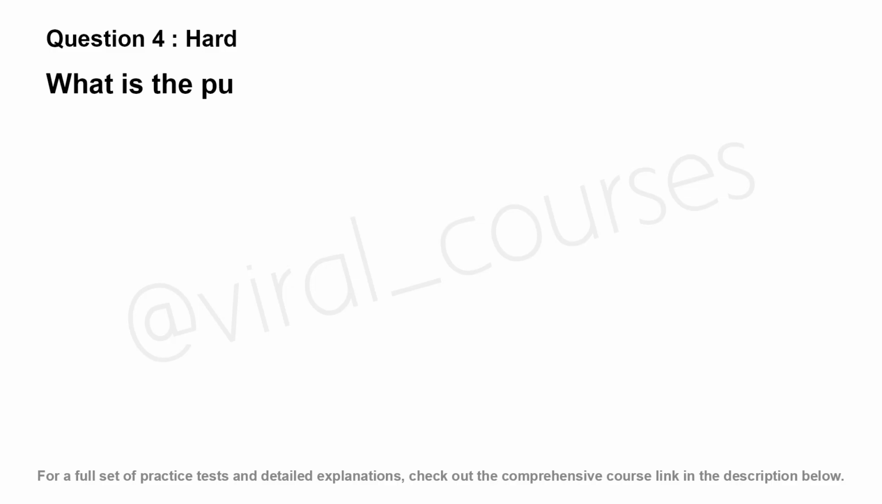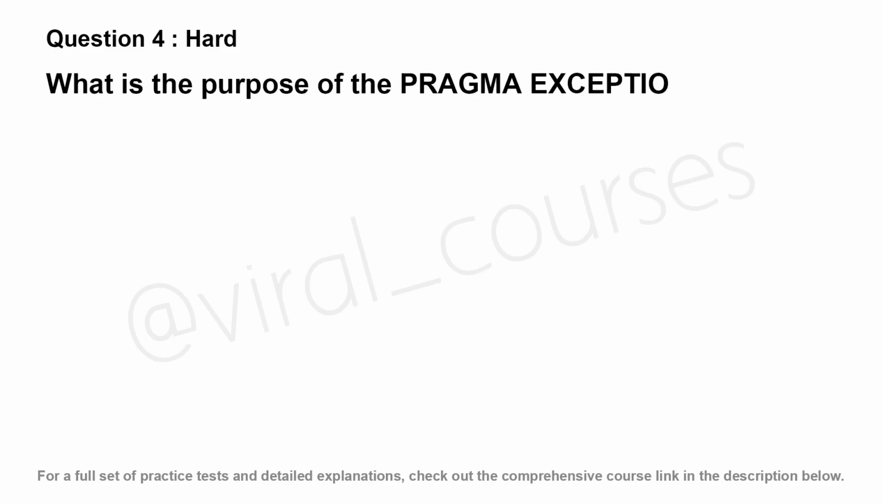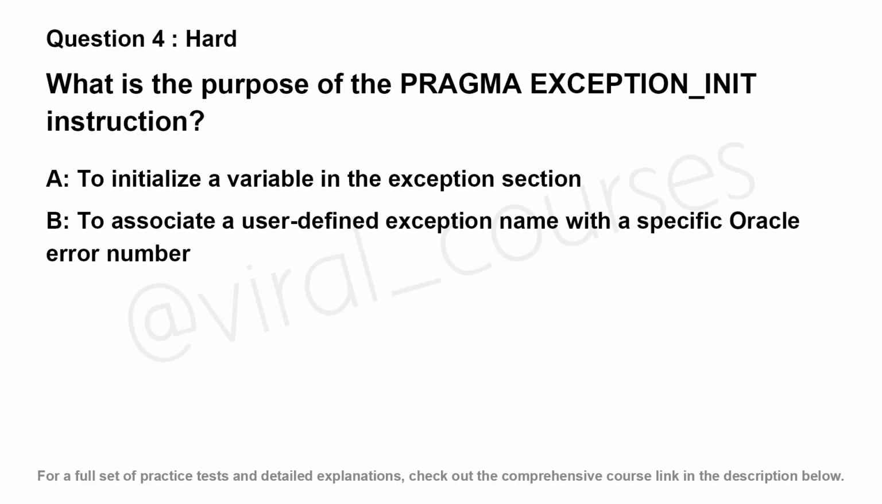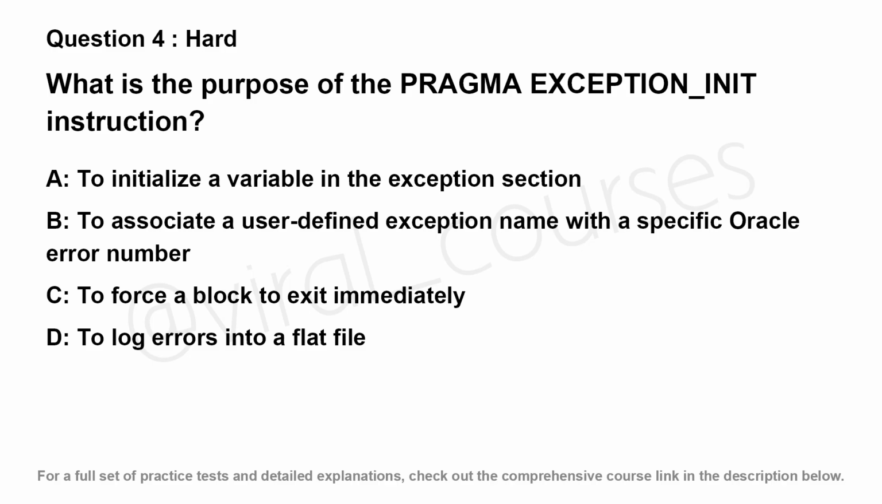What is the purpose of the PRAGMA EXCEPTION_INIT instruction? Option A. To initialize a variable in the exception section. Option B. To associate a user-defined exception name with a specific Oracle error number. Option C. To force a block to exit immediately. Option D. To log errors into a flat file.